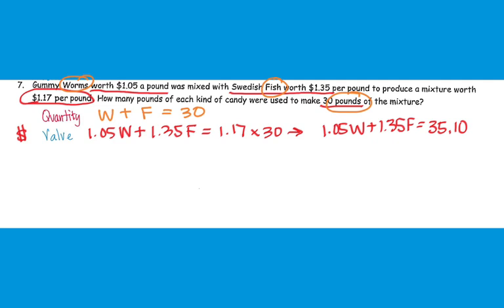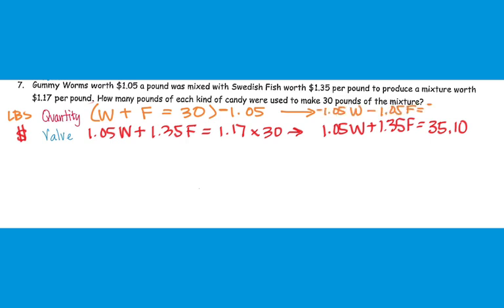So you have to take the price per pound times how many pounds. The quantity is just how many pounds. How many pounds is this new mixture? And it's worms and fish for 30 pounds. Again, I'm going to eliminate the smallest things. I'm going to eliminate the worms. So I multiply the top equation by -1.05, $1.05 to everybody in the equation.